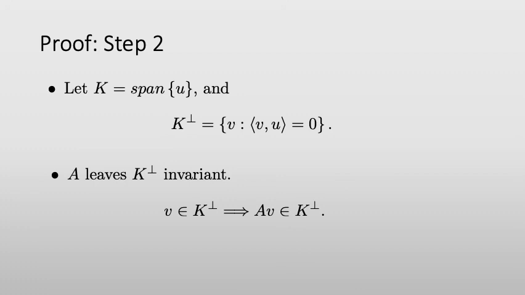Take U and V as above. We want to verify that AV is also orthogonal to U. So we look at the inner product of AV and U. It should be 0. Since A is self-adjoint, it can be moved to the right side of the inner product, but U is an eigenvector, so AU is equal to lambda U. Factor out lambda, then the inner product of V and U is 0, by assumption.